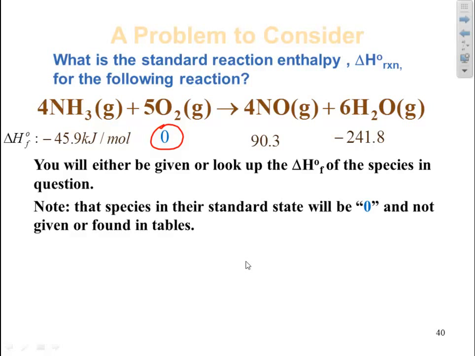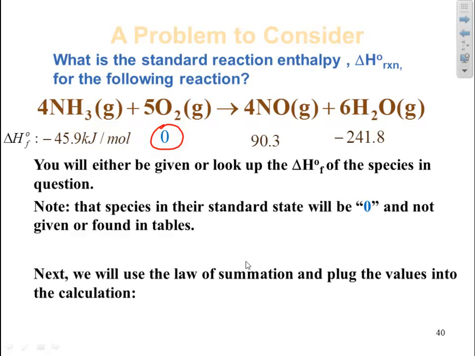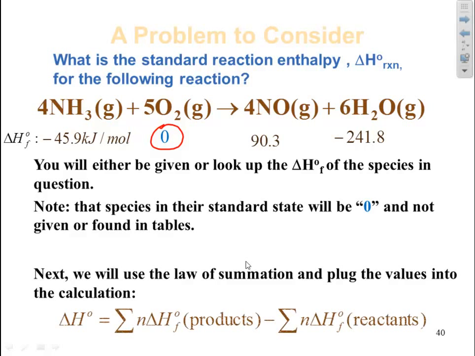So that may not be given to you in a problem. You just have to realize that it's 0, okay? It's not in the table because it's in its elemental state. That's how the element is at room temperature in 1 atmosphere. Next, we use the law of summations and plug the values into the calculation: the summation of products minus the summation of reactants of our delta HF, so formation.